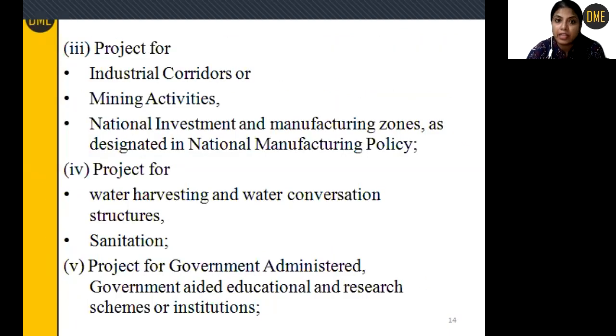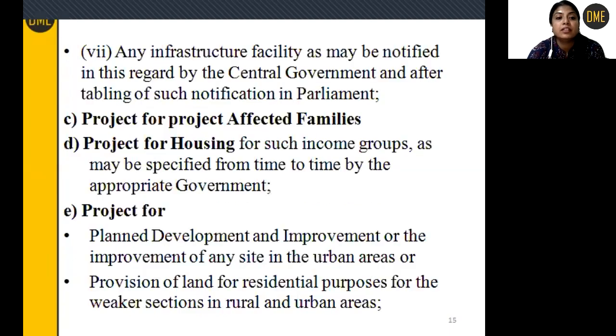Then again under infrastructure projects, projects for industrial corridors or mining activities, national investment and manufacturing zones as designated in national manufacturing policies, then projects for water harvesting, water conservation structures, sanitation, then again projects for government administered, government aided educational and research schemes or institutions. Then any infrastructure facility as may be notified in this regard by the central government after tabling of such notification in the Parliament. This completes the infrastructure projects.